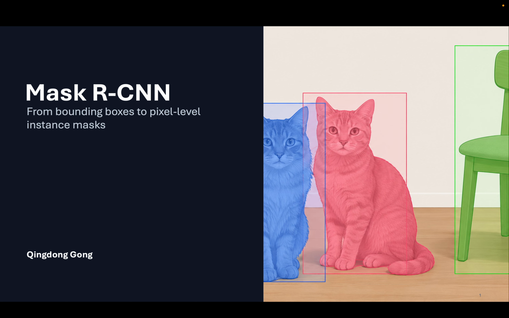By the end, I want you to understand what problem Mask R-CNN solves, how its pipeline is organized, why RoI Align matters, and what a mask branch actually predicts.